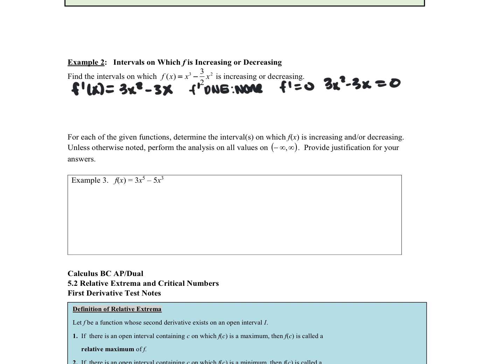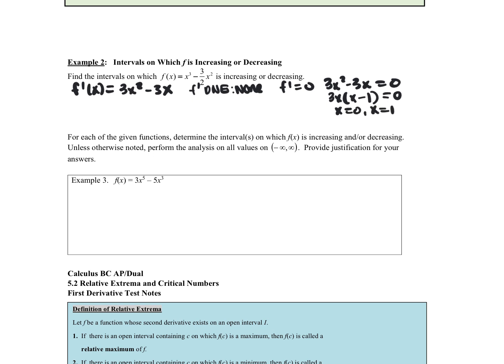Here, we're just going to factor out a common factor, because what do those both have in common? 3x, yep, good. A little bit more than just an x, so that'll be 3x times x minus 1 equals 0. And now it's very clear what's going to make that 0. What two values will make that equal to 0? 0 and 1. So those are your critical numbers.